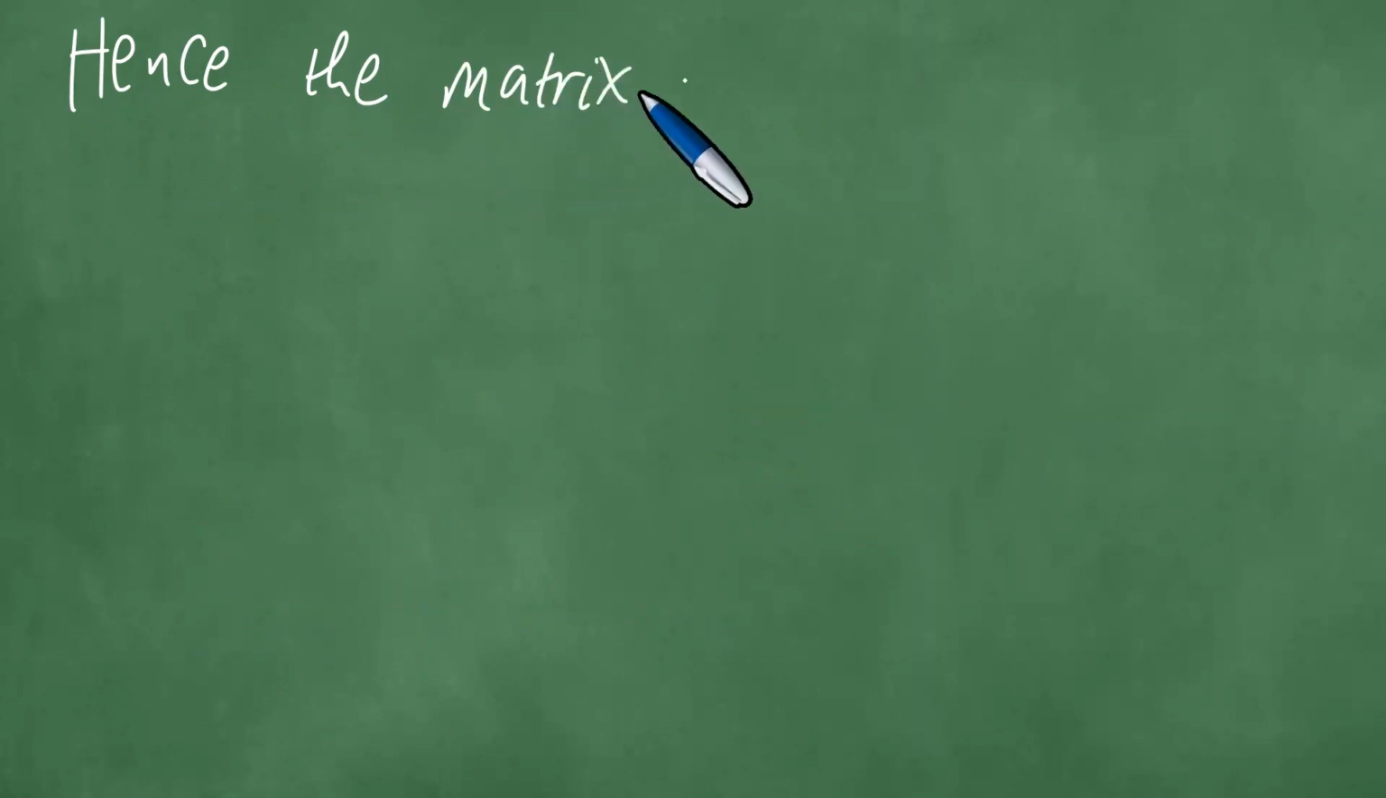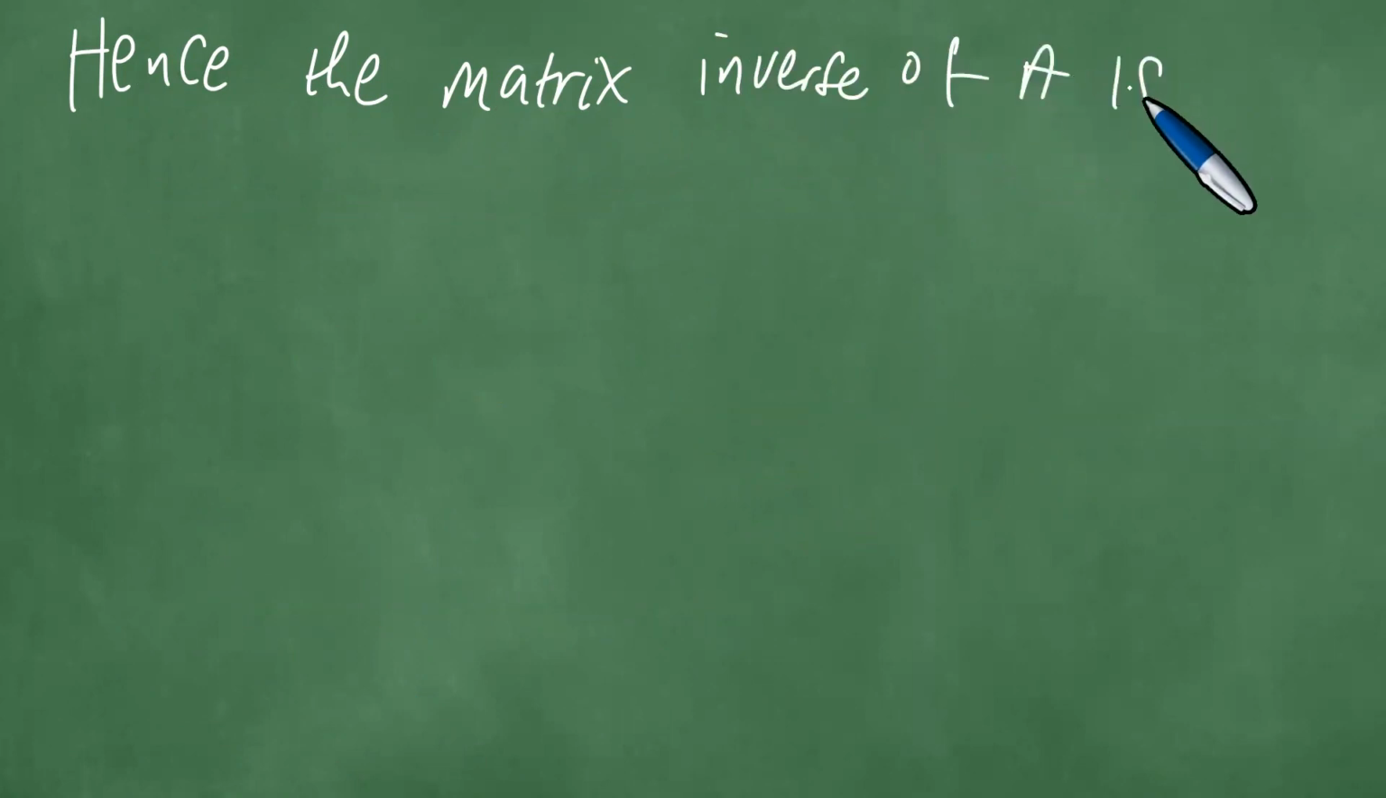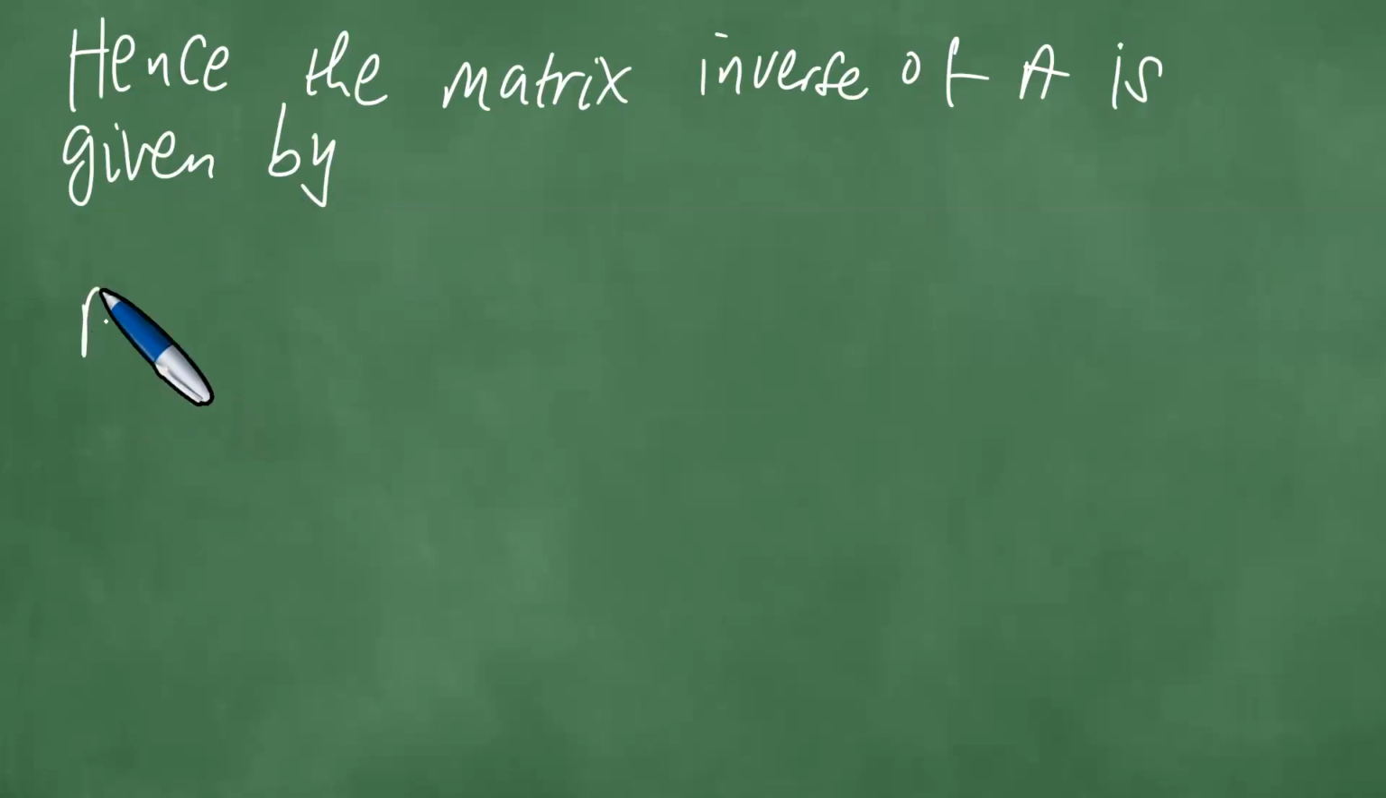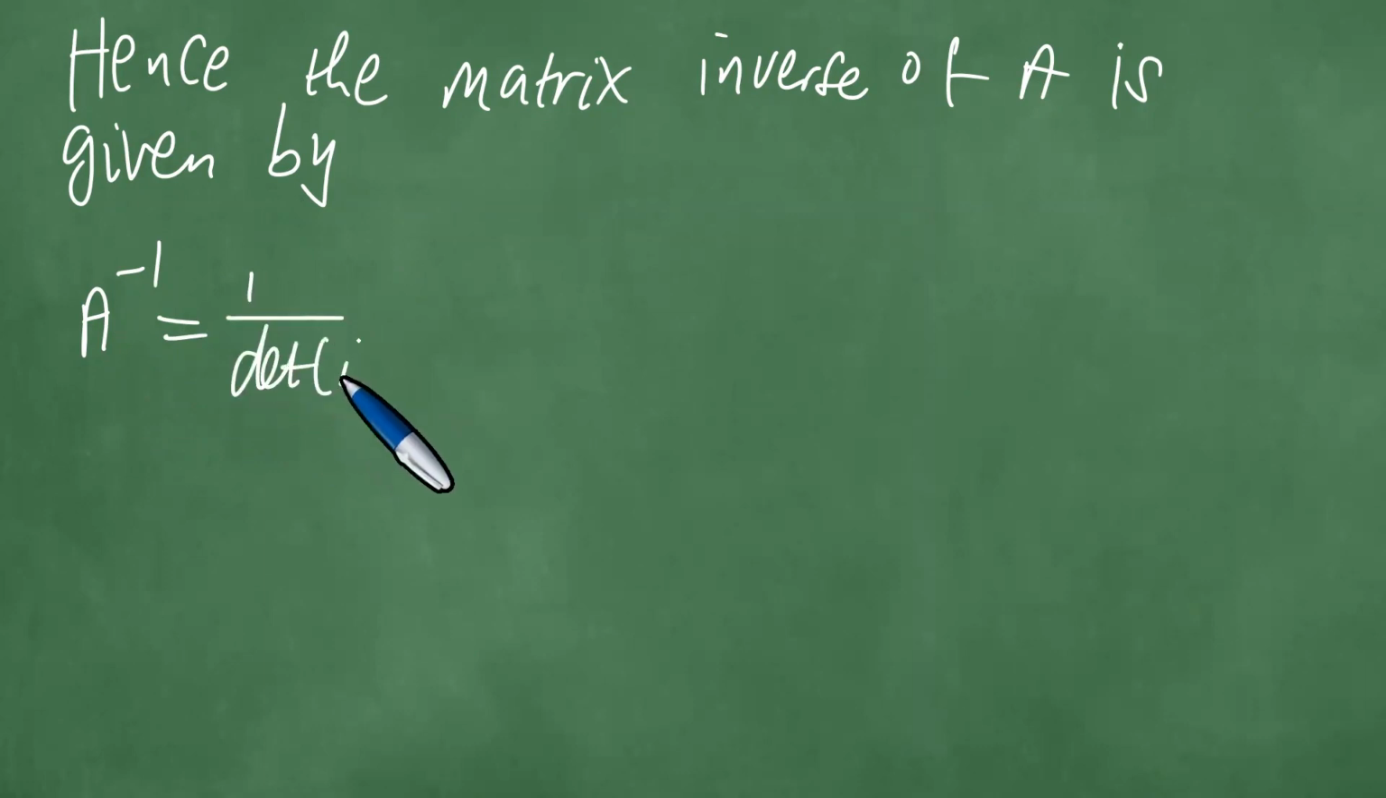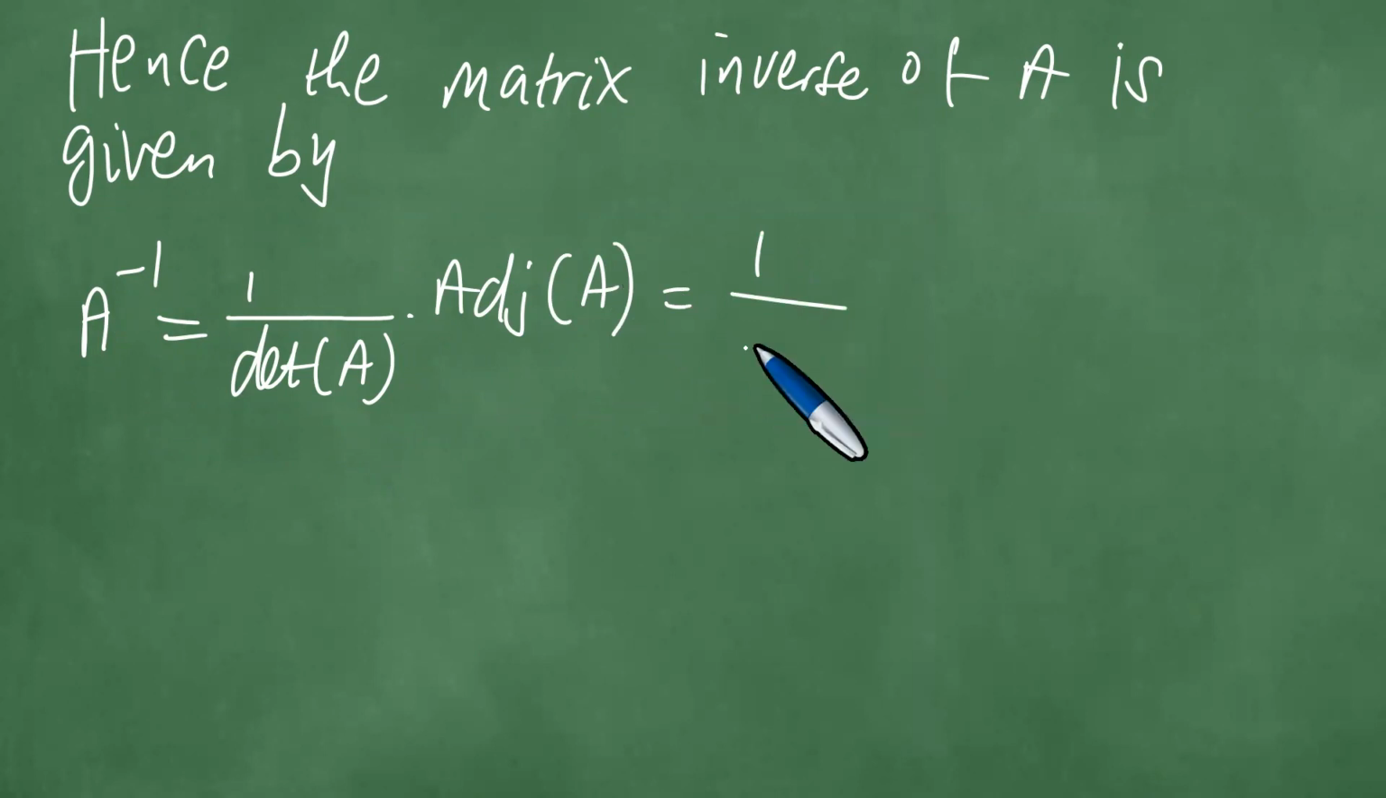Hence the matrix inverse of A is given by one over the determinant of A multiplied by the adjoint of A. So what is the adjoint of A?